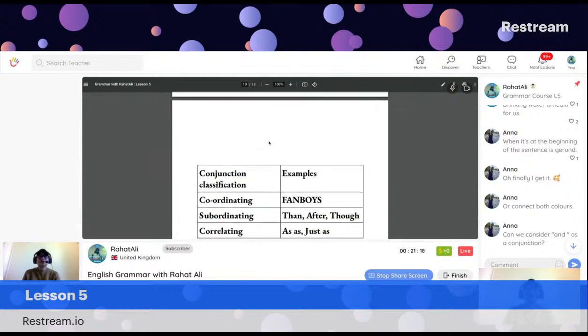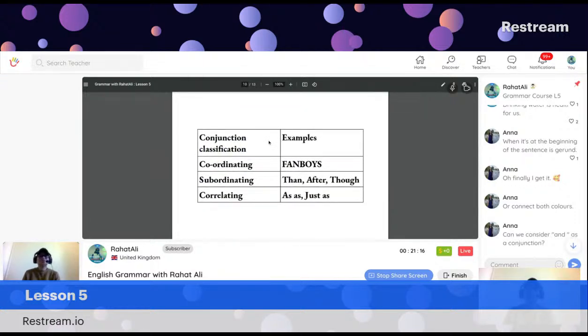So, okay, there is an important matter, conjunction classification. Basically, there are three types of conjunction we always use. One is coordinating, one is subordinating, one is correlating. And in the homework, there is a question, what do you understand by fanboys? But I'm going to explain to you as well what the fanboys stand for, okay?